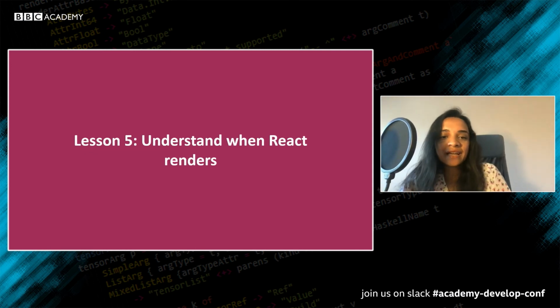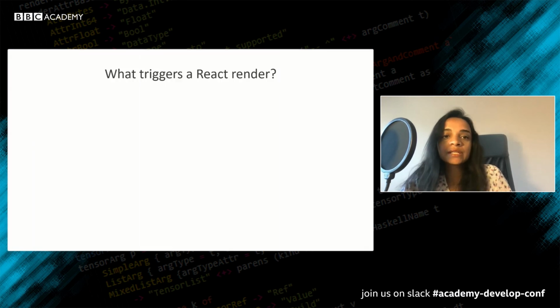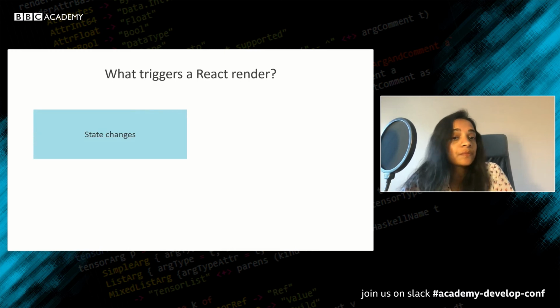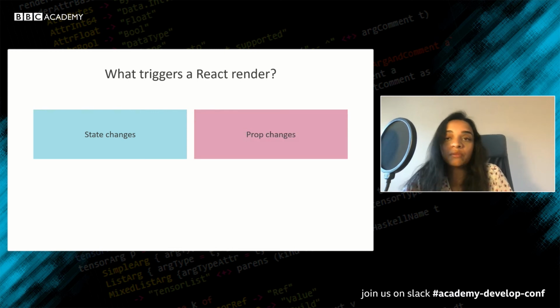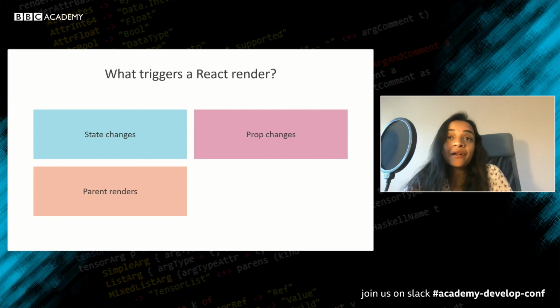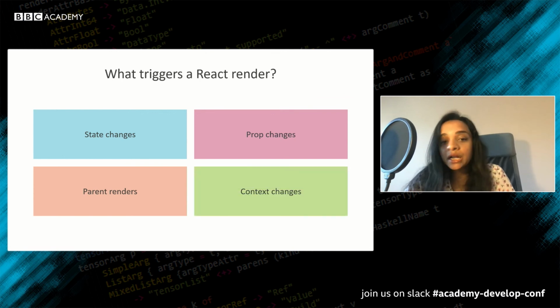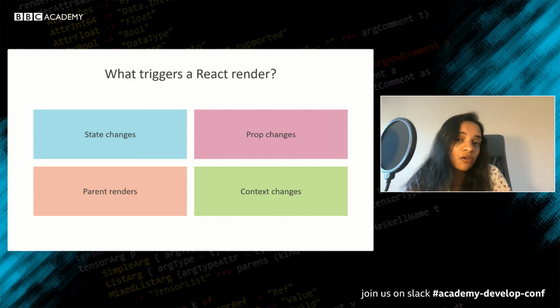Lesson 5, understand when React renders. So this is really important to designing a performant React application. These are the times when React re-renders a component: when state changes within the component, when props change, when your parent renders, or when context changes. These are the 4 times when React would re-render your component. Being aware of this is really important for you to start designing a performant application.